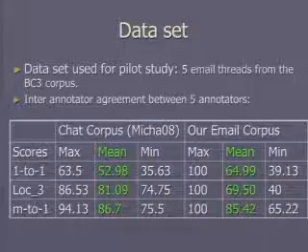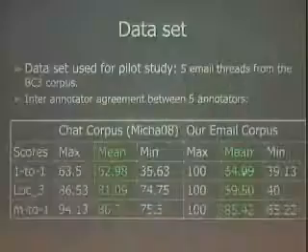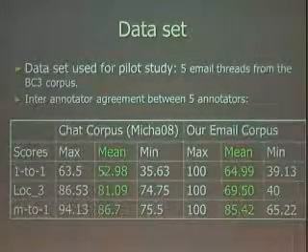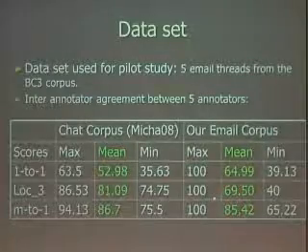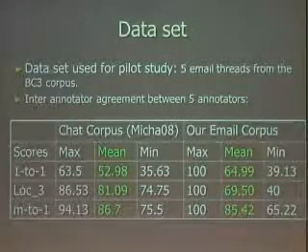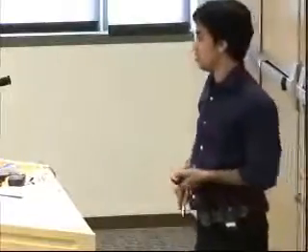Now for our evaluation, we are using 5 threads from the BC3 corpus, and you can see the inter-annotator agreement between these 5 annotators. We compared these annotations with the annotation of Misha's paper, which is a chat corpus. You can see this one is quite higher than this one. This one is low. This one is kind of the same. So it's kind of a feasible task to do.